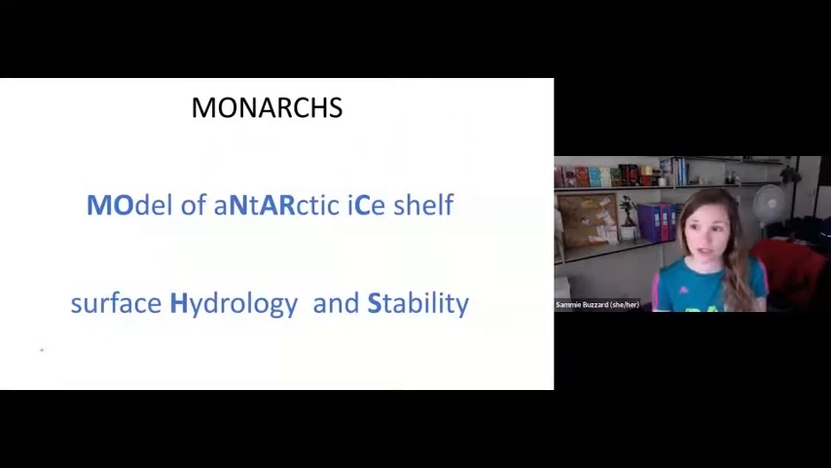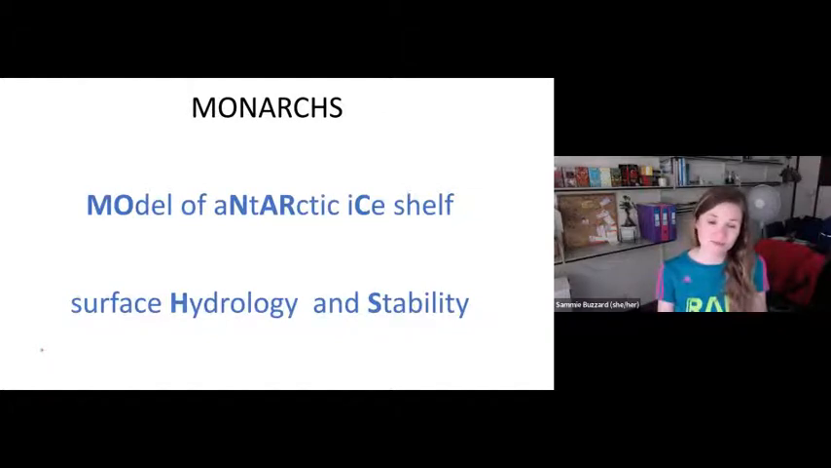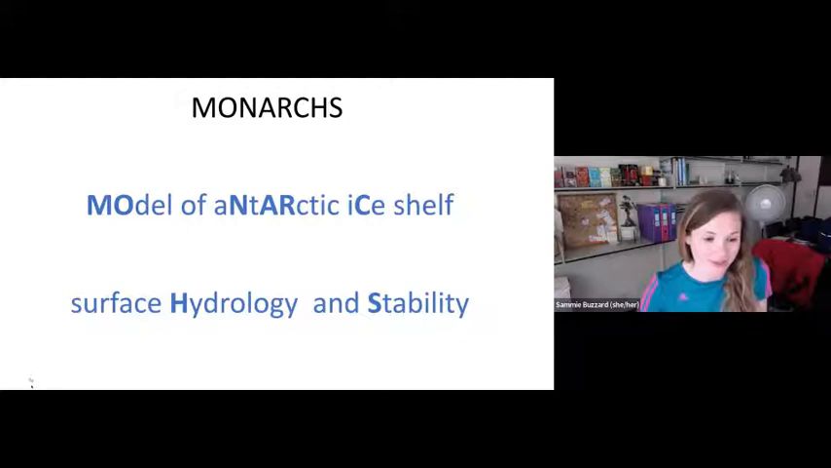So in order to do that, I created a model of surface melt on Antarctica called MONARCHS. It was the Model Of Antarctic ice shelf surface hydrology and stability, which is a pretty terrible acronym, but still took a long time to come up with because they weren't the easiest bunch of words to put together and make into a fun name.